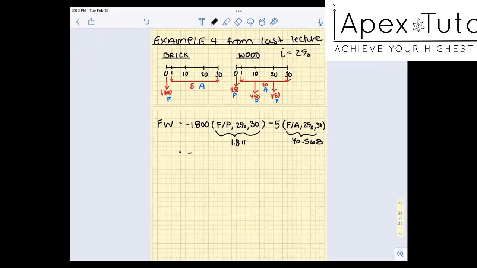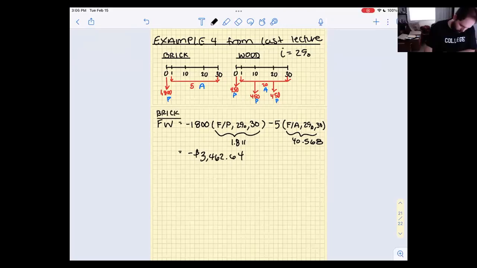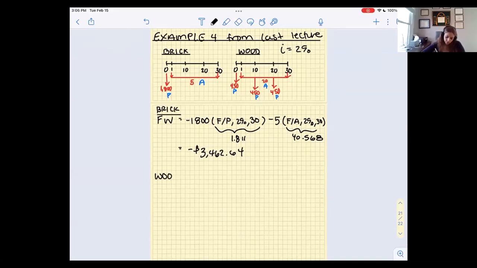Yes. Thank you. Did anyone get the total? The answer is negative 3,462.64. So that is what the brick would cost us in future dollars total. Okay, and now let's do the wood. Future worth, help me out. What should I do?